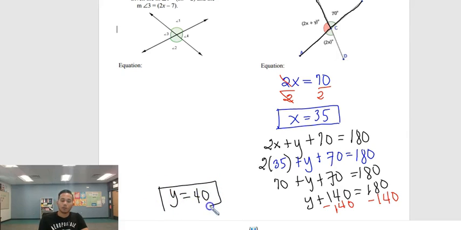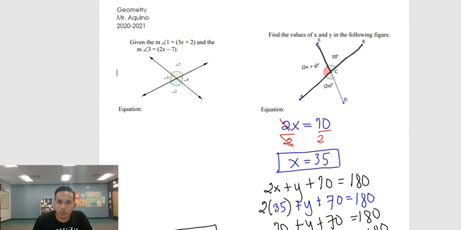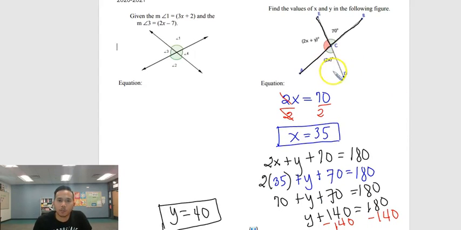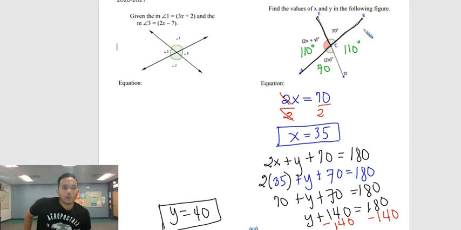The value of x and y in this problem is not the measurement of the angle, because if you go back to the question, it says to just find the value of x and y. Therefore, if they ask you what is the measurement of this angle, this will be 70. How about this? So 70 plus 40 will be 110 degrees, right? So angle C is also 110 degrees.